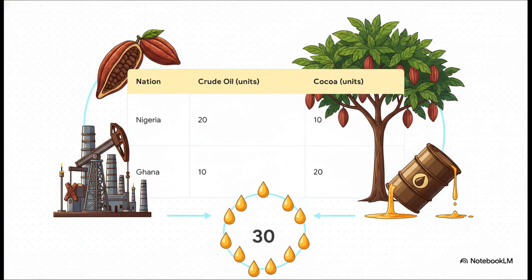Okay, imagine Nigeria and Ghana have the exact same amount of resources. Workers, land, you name it. If they both decide to split those resources, half for oil and half for cocoa, this table shows you what they can make. Together, the world gets 30 units of oil and 30 units of cocoa.